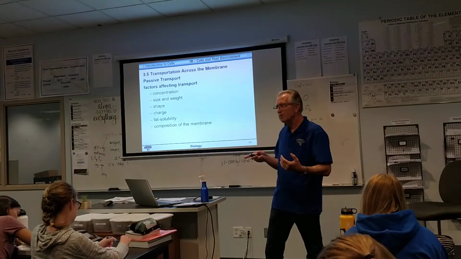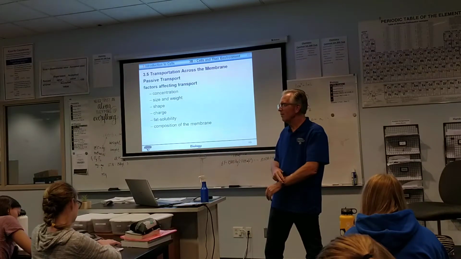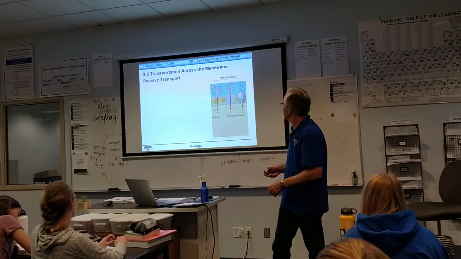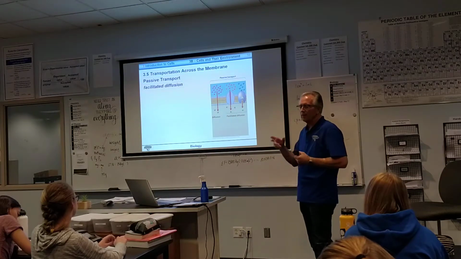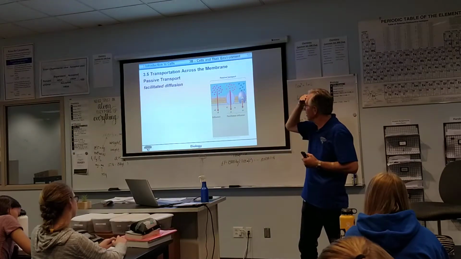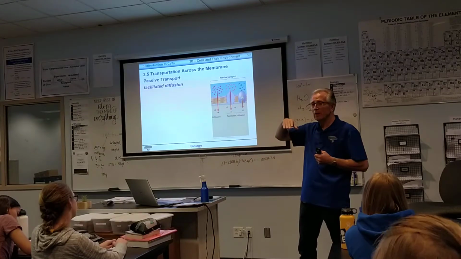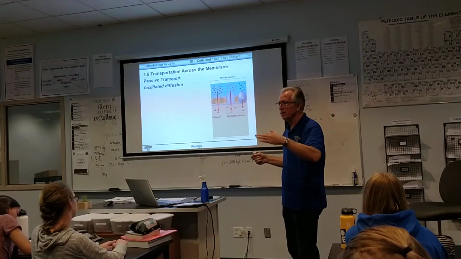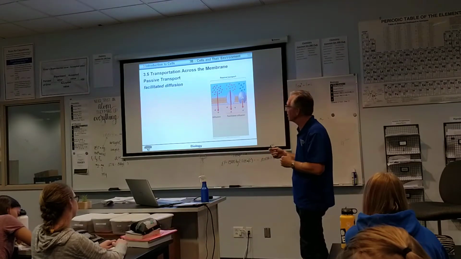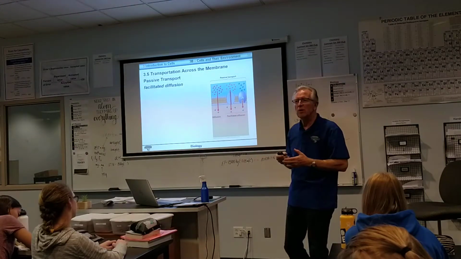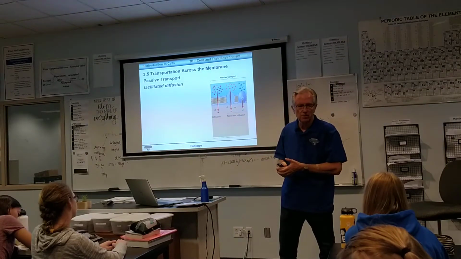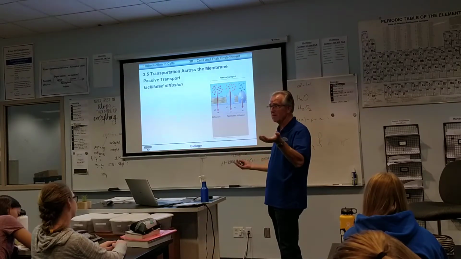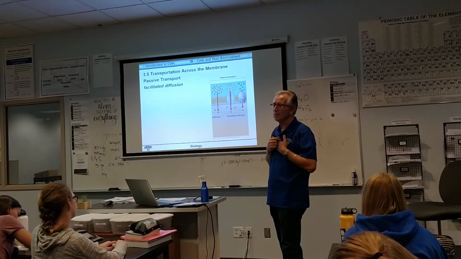Not all membranes are the same, but we gave you what most of them were made out of. So under passive transport, we have one kind where it's just going to happen on its own, just because of the concentration and things like that. But then we have what's called facilitated diffusion.